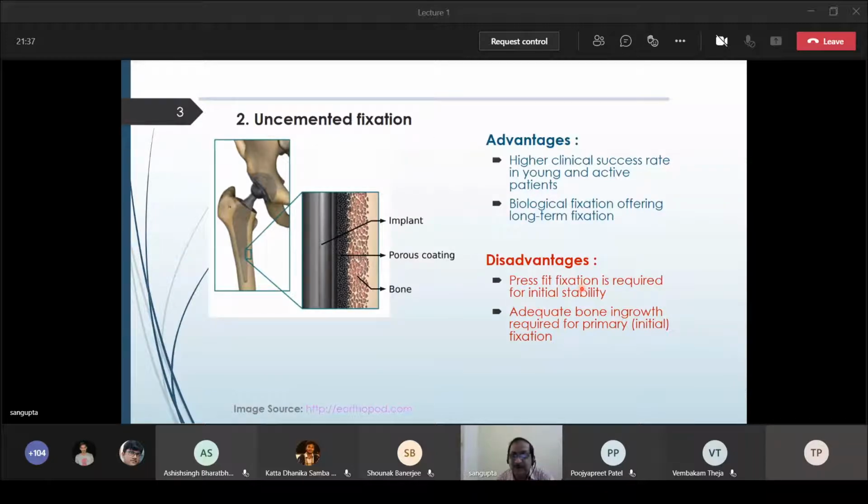Okay. But initially, you have to apply a press fit. You need to apply press fit to hold the implant inside the bone. So the press fit is required for initial stability or initial fixation. And most importantly, the whole fixation technique is dependent on adequate bone ingrowth that can offer primary fixation or initial fixation. Okay?